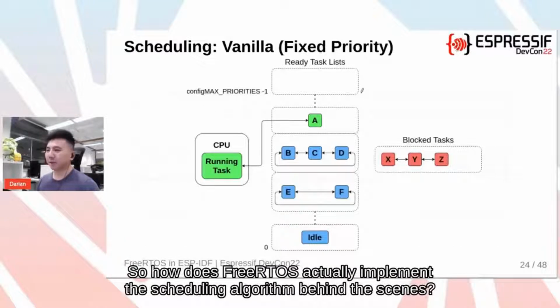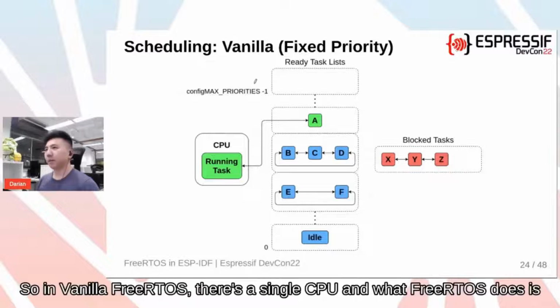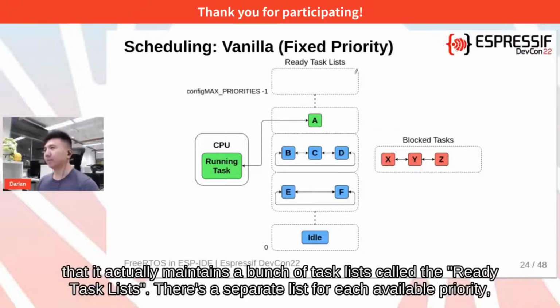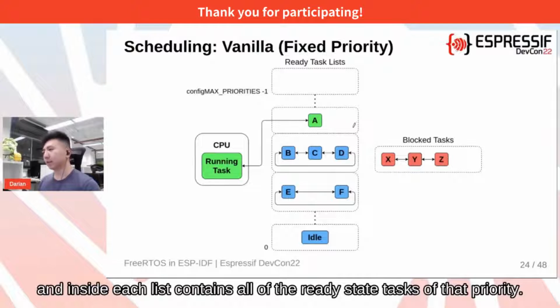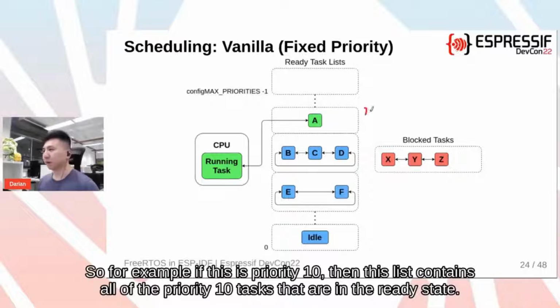So how does FreeRTOS actually implement the scheduling algorithm behind the scenes? In vanilla FreeRTOS, there's a single CPU over here. FreeRTOS maintains a bunch of task lists called the ready task lists, and there's a separate list for each available priority. Each list contains all of the ready state tasks of that priority. For example, if this is priority 10, then this list contains all of the priority 10 tasks that are in the ready state.